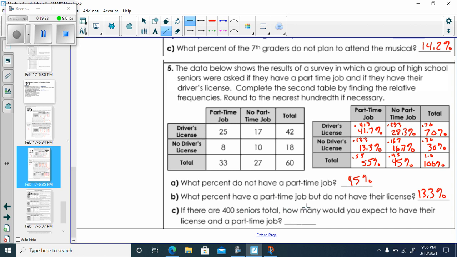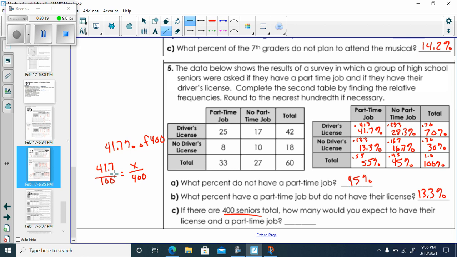If there are 400 seniors total, how many would you expect to have a license and a part-time job? Well, let's see. Part-time job and a license is 41.7%, right? 41.7% of 400, right? So what I need to do is set that up, 41.7 over 100 is equal to x over 400, right? That's one way to do this. And what do we get if we do that?